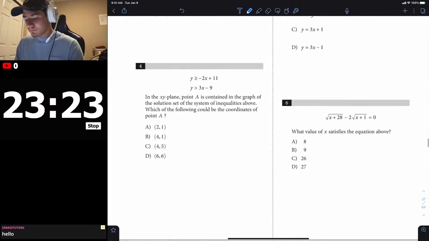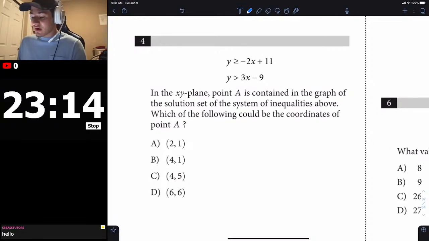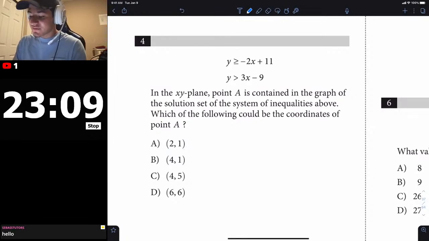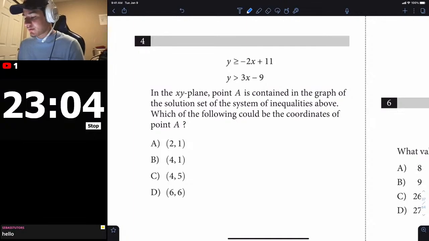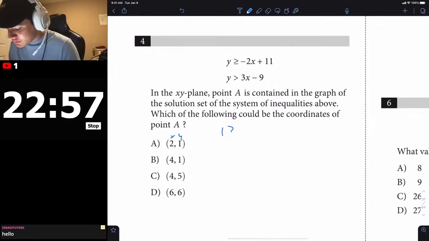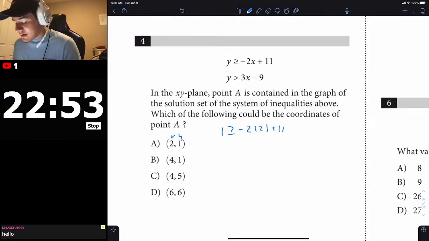Cool. In the xy plane, point A is contained in the graph of the solution set of the system of inequalities above. Which of the following could be the coordinates of point A? If point A is contained in the graph of the solution set of the system of inequalities, that means this point has to satisfy both inequalities. So let's go through each point and check it out. I'm going to plug in 2 for my x and 1 for my y. Let's see if this works. So I get 1 is greater than or equal to negative 2 times 2 plus 11. That is not true, so A is out.